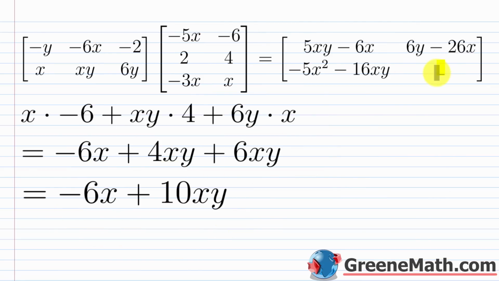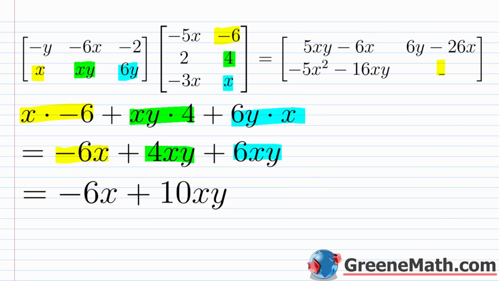And we're just going to find this final position here, which is row 2, column 2. So this is the second row. This is the second column that we're going to be working with. And so let's just go through and do x times negative 6. So it's this right here, that's negative 6x. Sliding down, we have xy times 4. So that's just going to be 4xy. And then sliding down, we're going to have 6y times x. So that's this right here. So we're going to have 6xy right there.